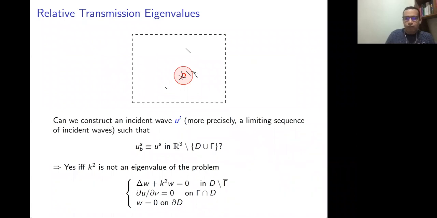Now, of course, if I merge the two media together, so I put the domain D with the cracks, it's easy to see that imposing this equality between the scattered fields means that k squared should be an eigenvalue for the negative Laplacian inside D, but also outside the cracks that intersect the domain D.